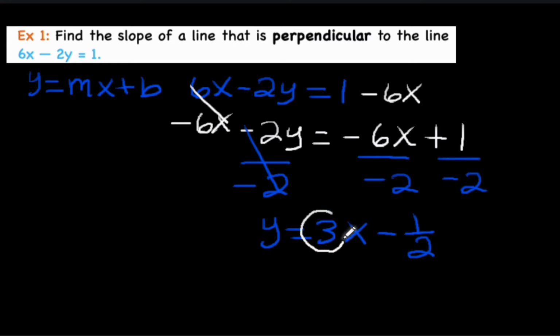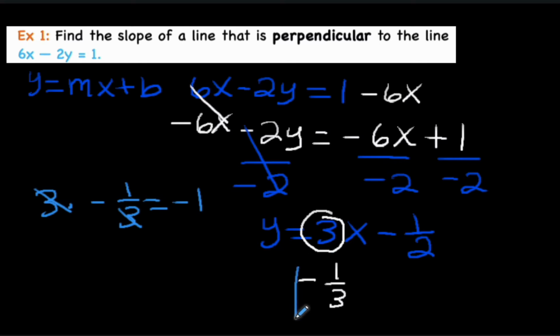So remember, we need to find the slope of the line that's perpendicular. So that means we need to find the negative reciprocal of 3. And the negative reciprocal of 3 is negative 1/3. Because notice when you multiply both slopes together, it will give you negative 1. So 3 times negative 1/3 is equal to negative 1, simply because the 3's cancel, right? Okay, so that's what the negative reciprocal of 3 is, negative 1/3. Okay, so let's go over some more examples here.